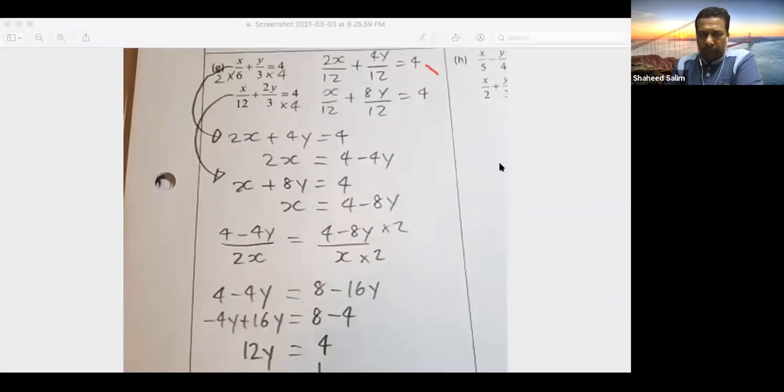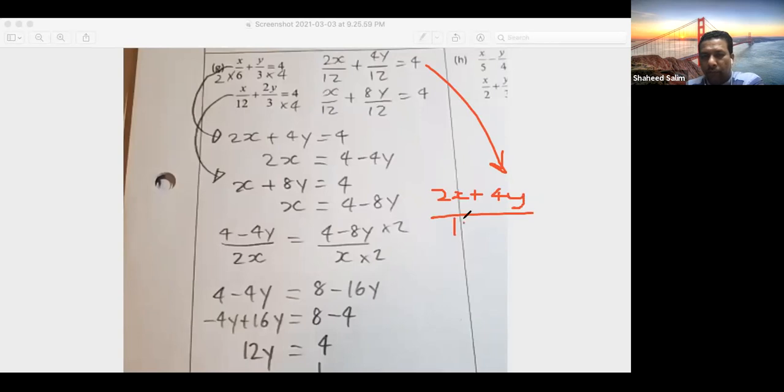Let us take this first equation here. So I can write it like that, 2x plus 4y. Sorry, I better write properly. Okay, 2x plus 4y is over 12, correct? I'm going to combine them over 12 equals to 4. Now, if you say equals to 4, 4 is 4 over 1. Can you see the problem?